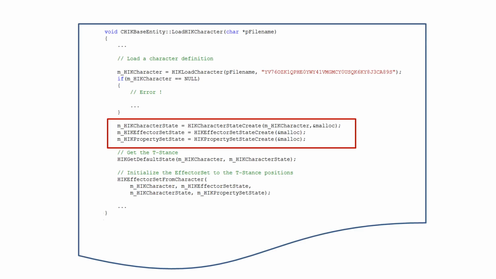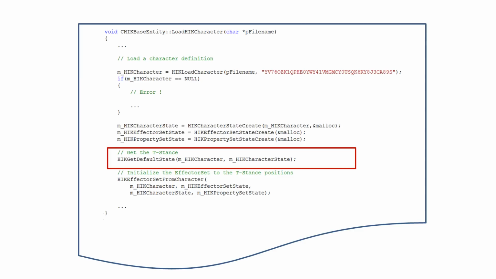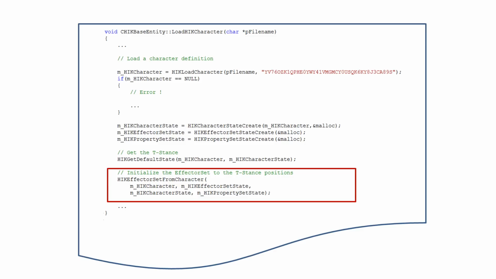Also, what we do here is we initialize the HIK character state object with the default distance. This will be useful to check the validity of our integration. And finally, here we are synchronizing the IK or the FK with this last function call. And that's all for the initialization code.